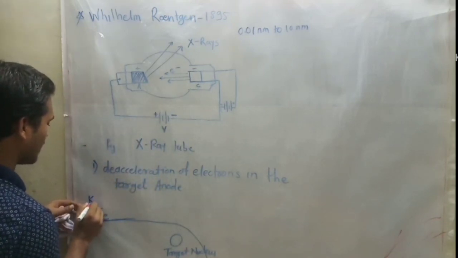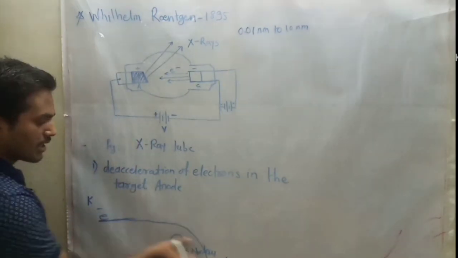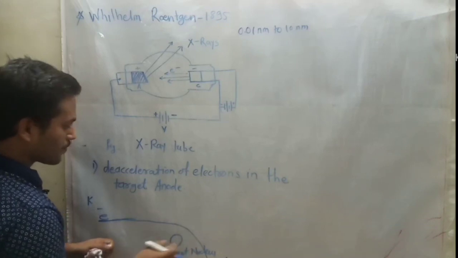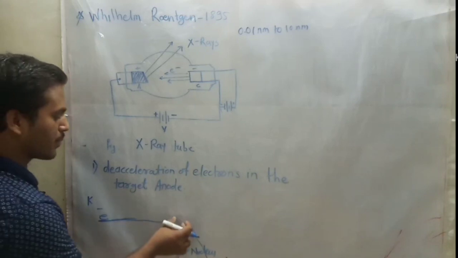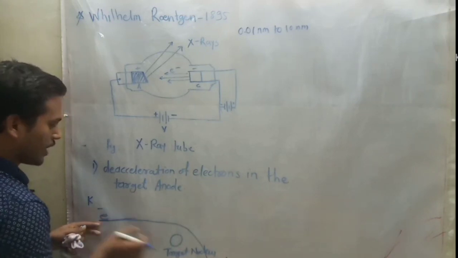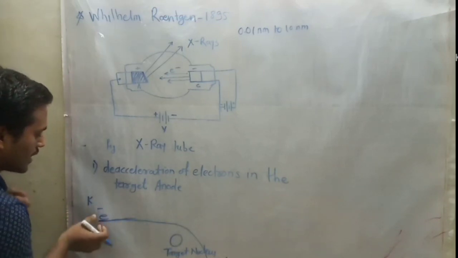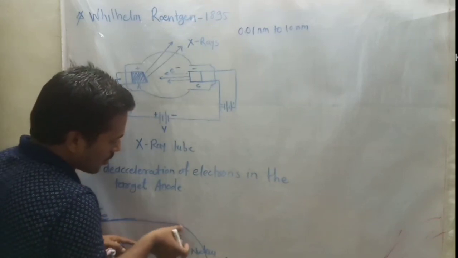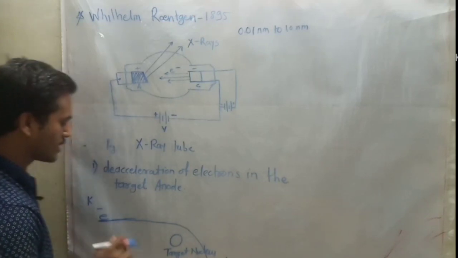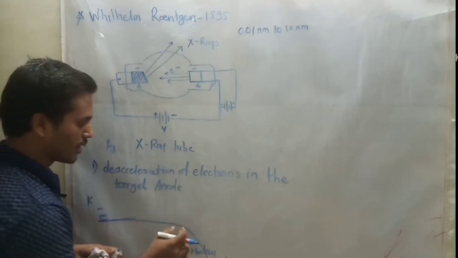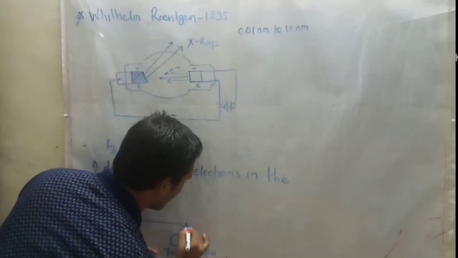If this is the initial kinetic energy, then this is the final kinetic energy. There is a change in kinetic energy because there is a Coulombic force of attraction between this target nucleus and these electrons. Due to this, when these electrons move towards this target nucleus, they slow down, and the lost kinetic energy is converted into photons.